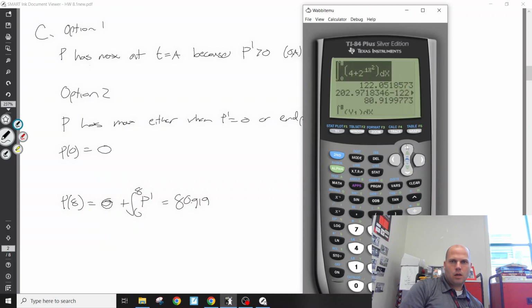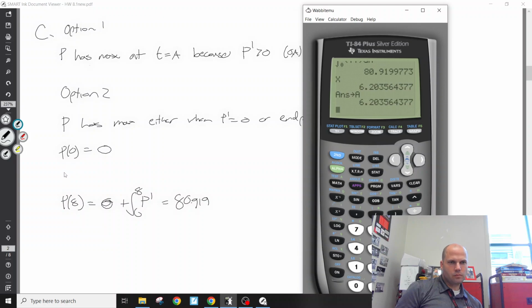Okay, cool. Now, if I do this from 0 to A, we still have x stored, that 6-point number. Store that as a. P of a equals 0 plus the integral from 0 to a under p prime.